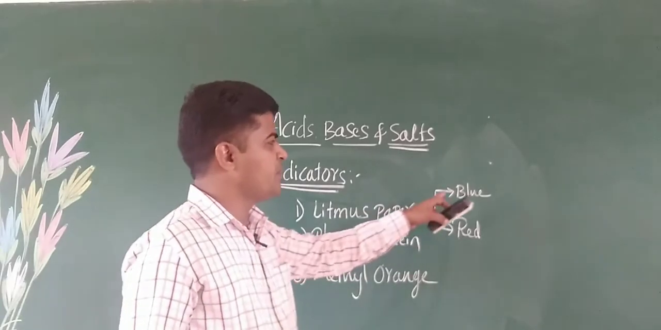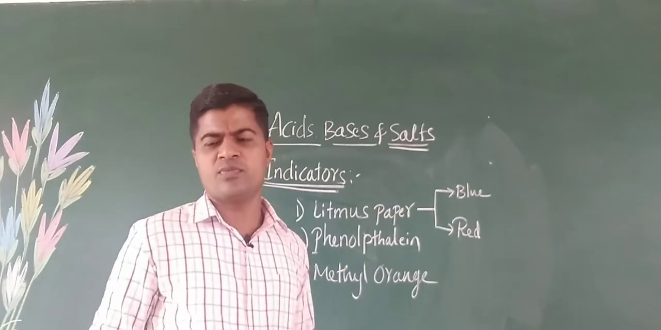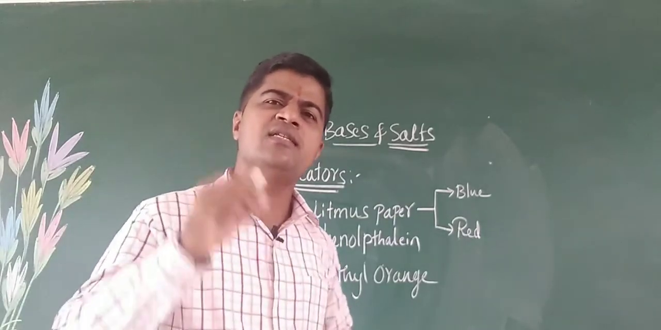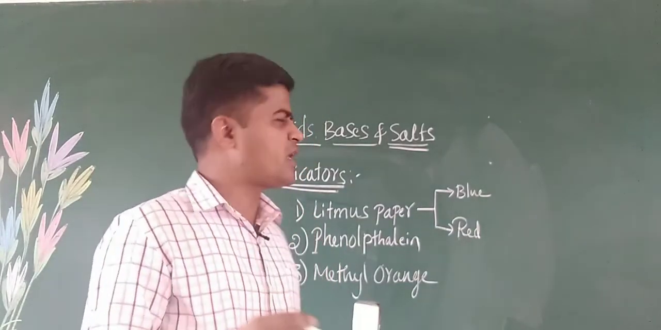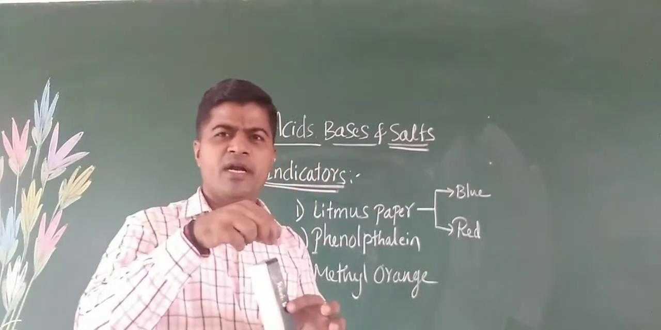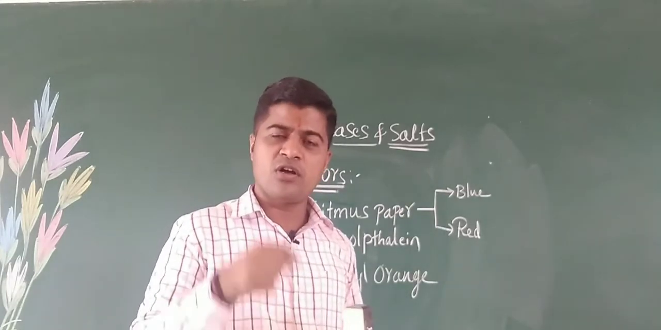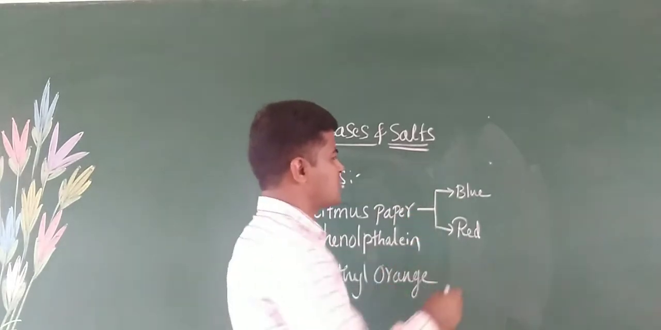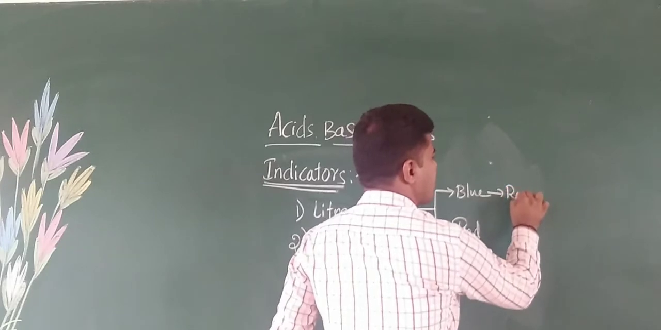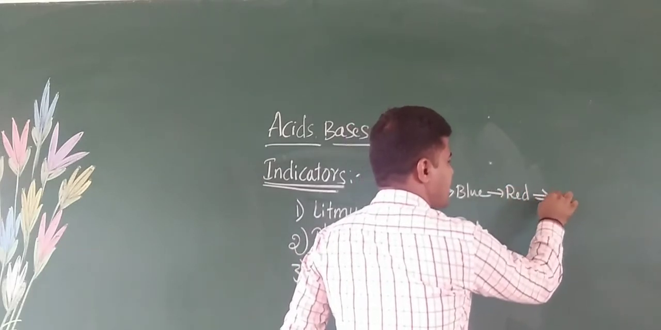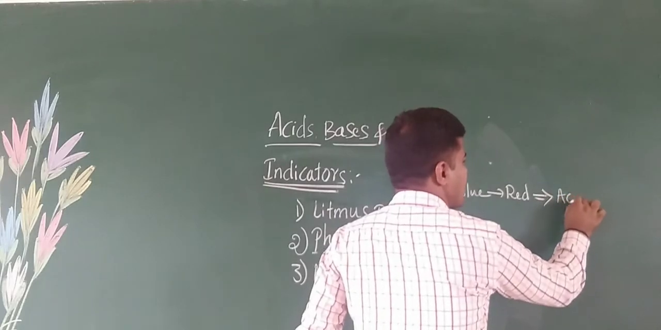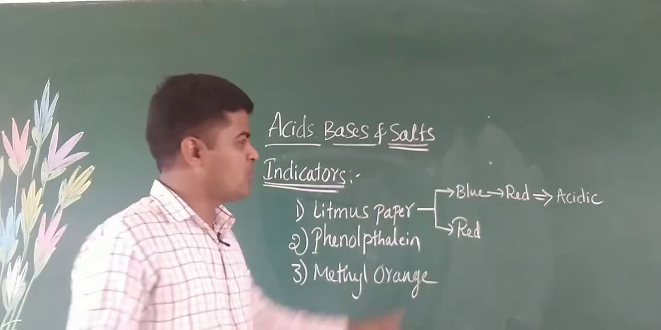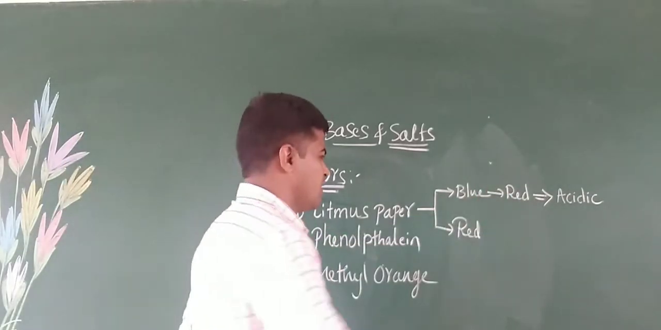If a sample is given to you, how to identify whether the sample is acid or base? Just take a blue litmus paper and dip it into the test tube which contains the sample. What happens if blue litmus changes to red? If blue changes to red, that indicates the sample is acidic in nature. Blue to red, that is acidic in nature.